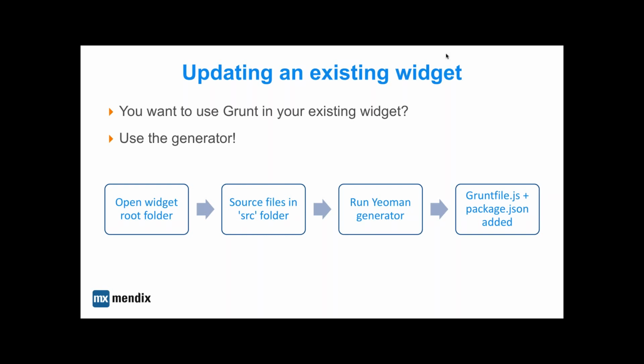There are a few steps that you will need to take. You open your widget folder in the terminal. That can either be a command line client or a PowerShell. You have to make sure that the source files are in a subdirectory called src. You run the widget generator in the terminal. It will ask you if you're updating an existing widget. The widget generator will then create a package.json and a Gruntfile.js. It will install the necessary dependencies for Grunt, and you can start using it.